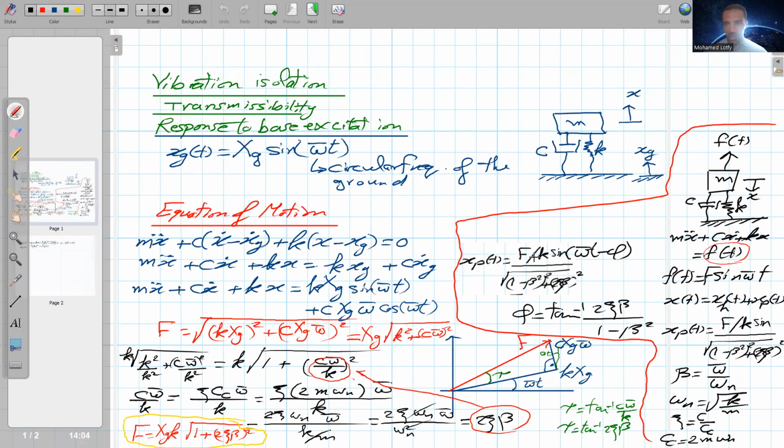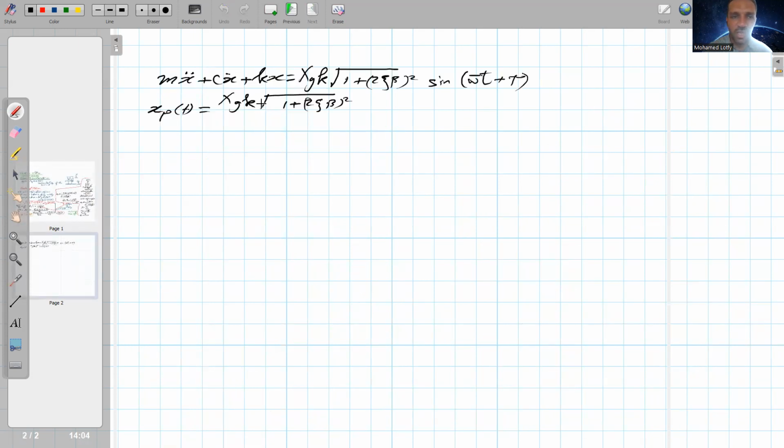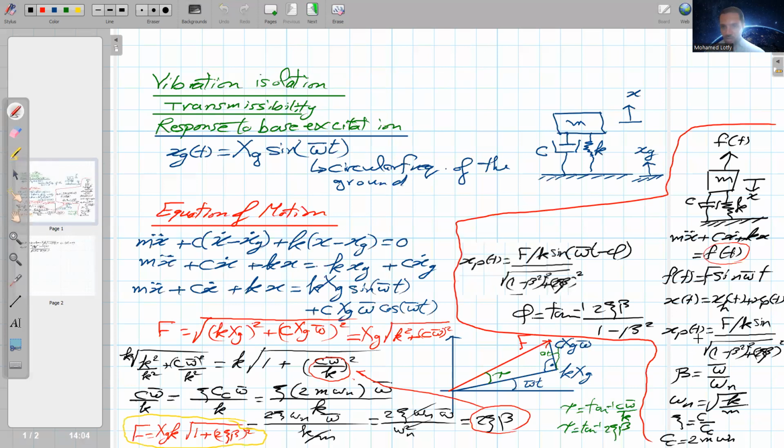Okay, this is what we have already derived before. So I divide this by k, so this k will be cancelled. This is f by k divided by root of 1 plus 2 zeta beta all square. Sorry, this is 1 minus beta square all square. I'm just copying this formula, x particular. So this is the amplitude, but take care, we complete this here. There is a missing part, which is completed in this part. So what's missing? Sine omega bar t minus phi.